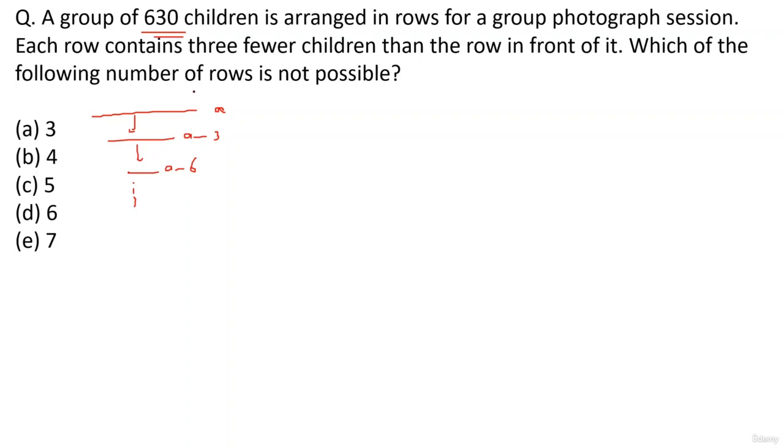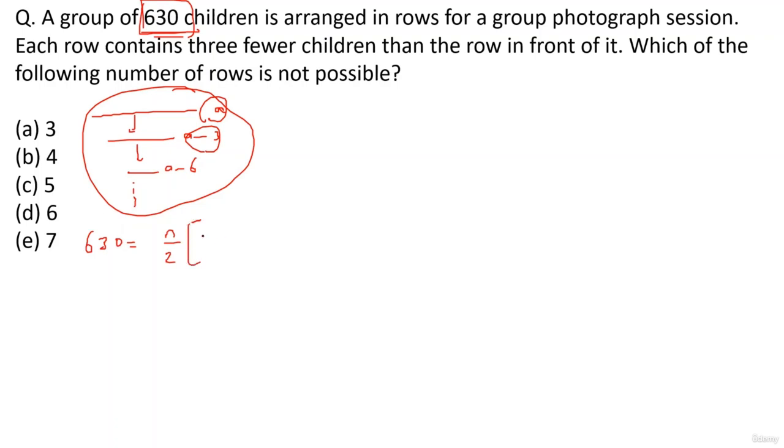Right. And the sum of all these values, the number of children in all, is how much? 630, right? So guys, we have an arithmetic progression whose first term is a, common difference is minus 3, and sum of the terms is 630, right? So let's make an equation. The sum of the n terms of the AP, 630, is equal to n by 2 into 2a plus n minus 1 into d, which is minus 3. I'm using that formula.